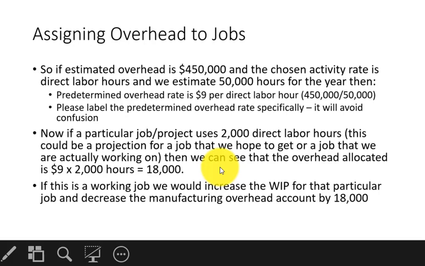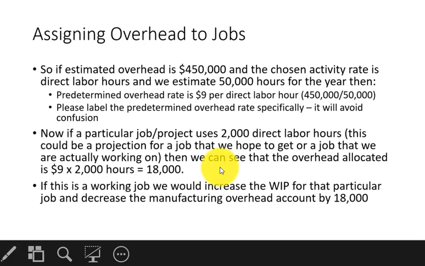Okay, and so if this was something we were working on, we're making journal entries for, we would increase the work in process for that particular job. Remember, we have a work in process for each job. We'd increase that by 18,000 with a debit, and we credit manufacturing overhead by 18,000. So when you're working on jobs, you're crediting overhead and debiting work in process. Okay, so that by the time you finish the job, you have allocated all of the overhead that should go to that job by looking at all the direct labor hours.